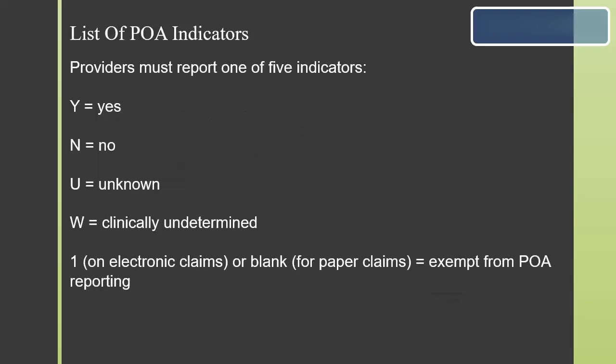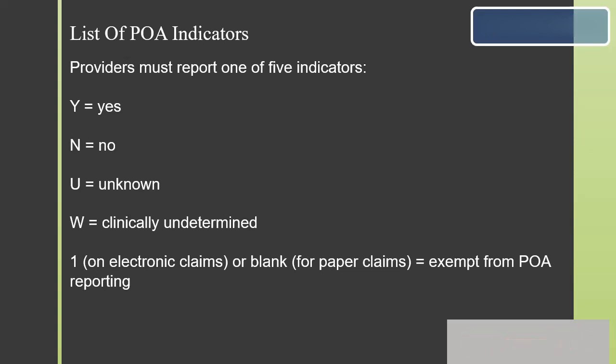So what are the POA indicator options? What can we choose from? Below is a list of POA indicators. Provider must report one of 5 indicators. Y, or yes, means that the diagnosis was present at the time of inpatient admission. CMS will pay the CC, MCC, DRG for those selected hospital acquired conditions coded as Y for the POA indicator.